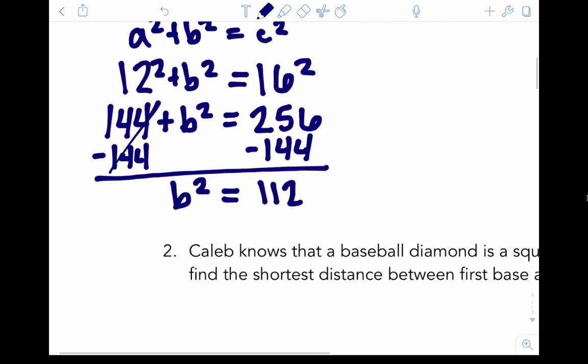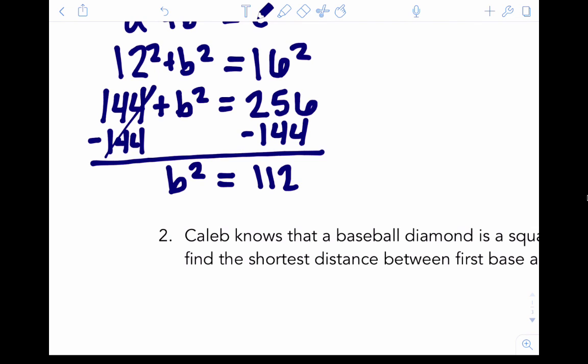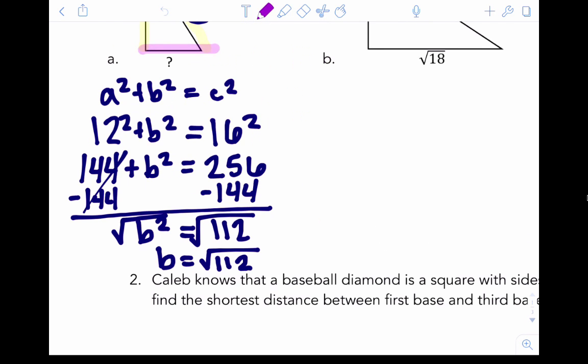So now, to get b by itself, I'm going to take the square root of both sides. So b is equal to the square root of 112. Now I just need to reduce the square root of 112. I'm going to simplify it. So I'm going to do that over to the side here.